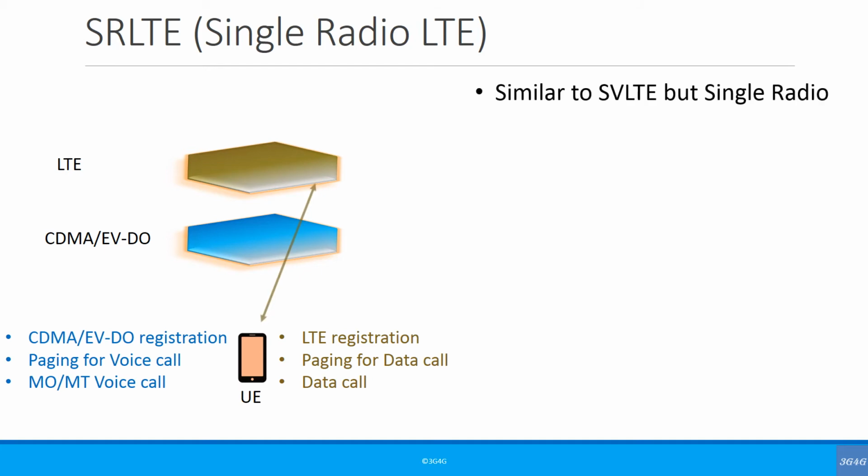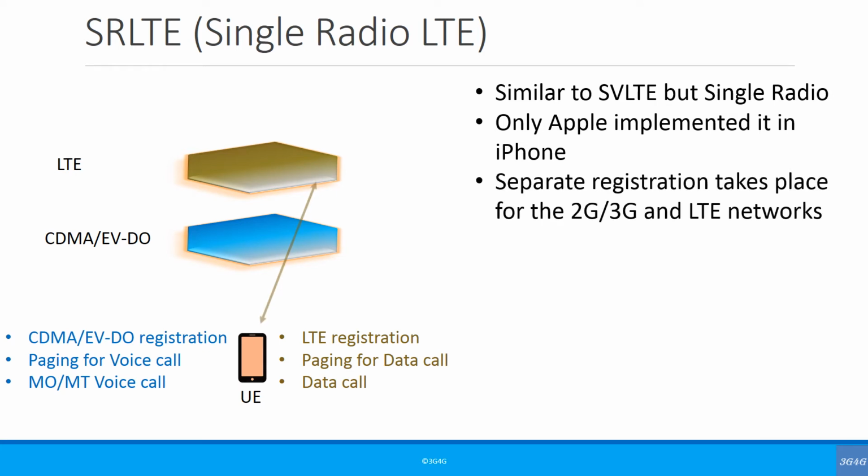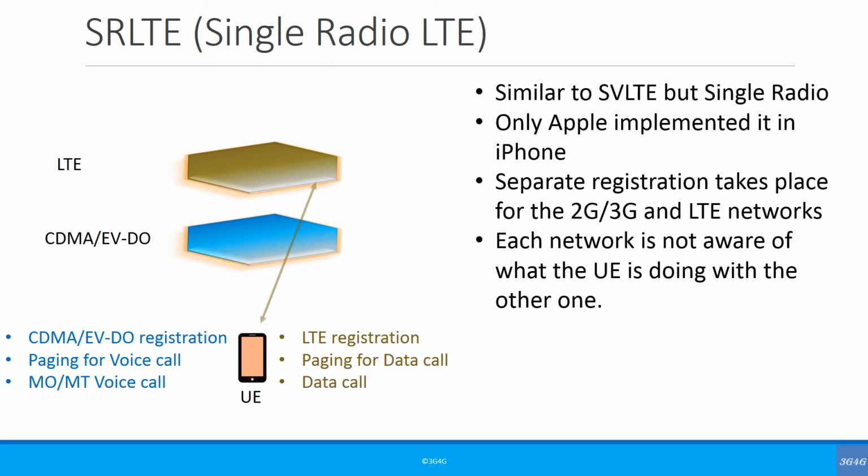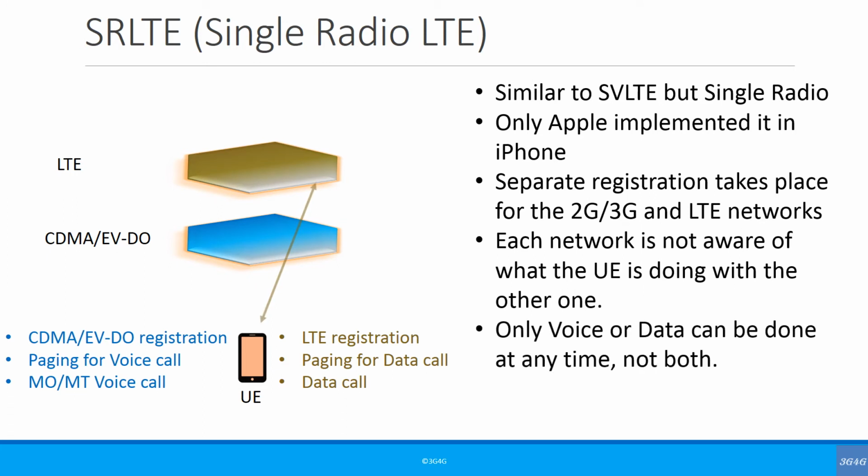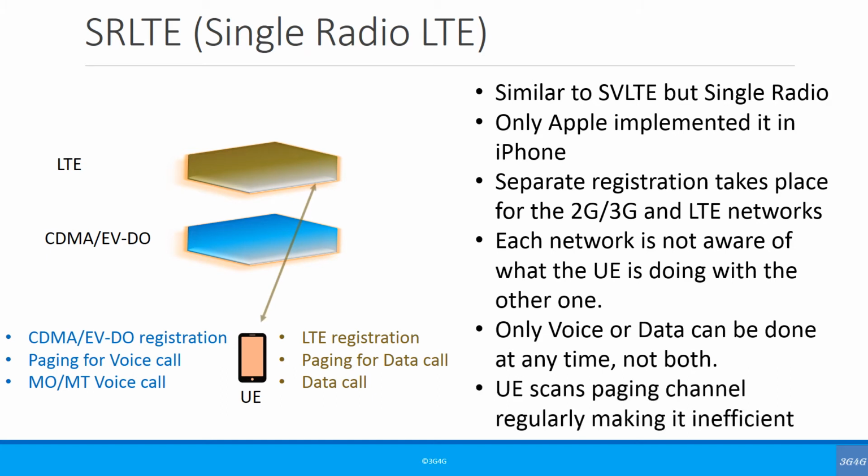So SRLTE is effectively the same as SVLTE but single radio. SVLTE was dual radio, and only Apple implemented it. Separate registration takes place, but each network is not aware of what the UE is doing on the other one. Only voice or data can be done at any time, not both. And one of the things which happens is the UE scans the paging channel.